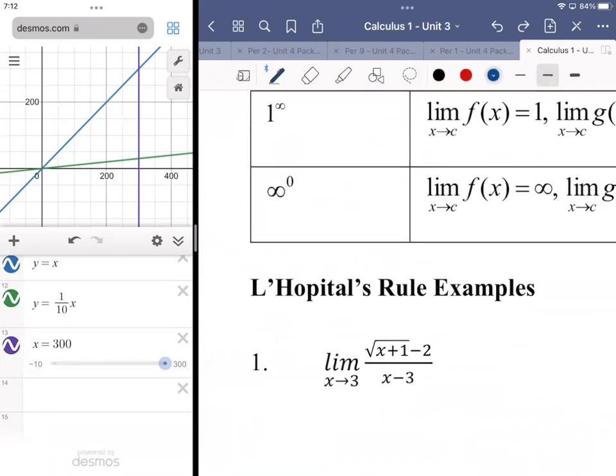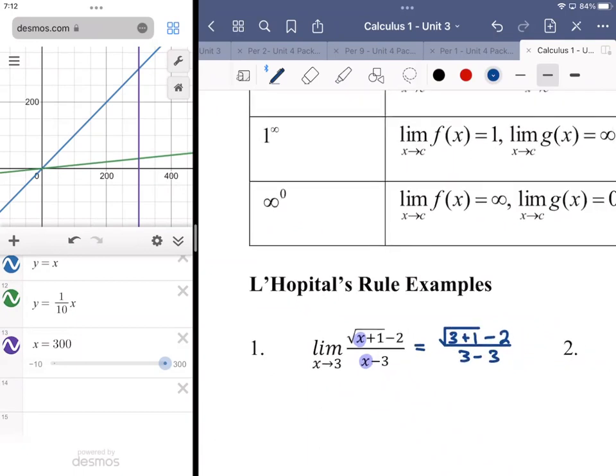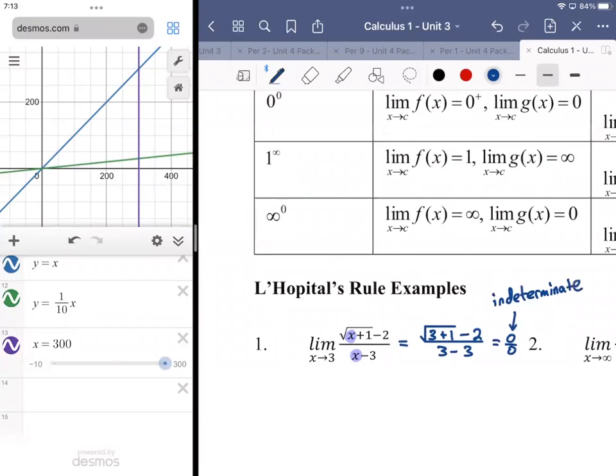But so if I plug in a 3, just going back to unit 1, plug in a 3 for x, and we get 3 plus 1 under the radical minus 2 over 3 minus 3. All right, so you get square root of 4, which is 2, minus 2, which is 0, over 0. All right, so that's indeterminate. That's my invitation to use L'Hopital's rule.